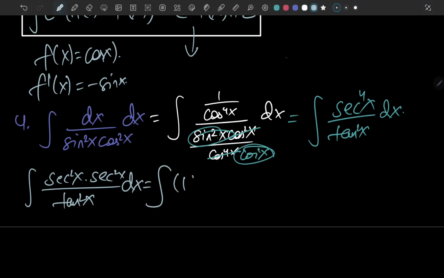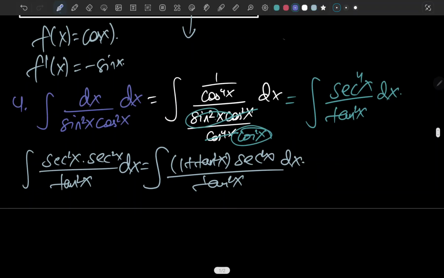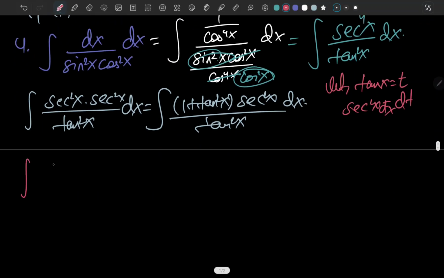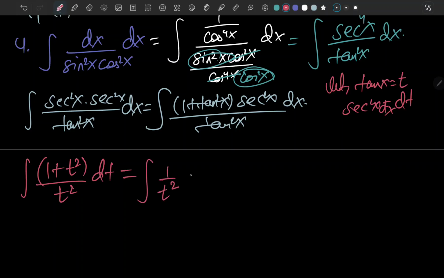And secant square of x can be written as 1 plus tangent square of x, and 1 secant square of x is just left over there, and over tangent square of x. And now I hope you must have noticed something over here. I'm just going to let tangent x equal t. So the derivative of tangent x is just secant square of x dx. So this becomes the integral of (1 plus t squared) over t squared dt. How cool is that? 1 over tangent square plus 1 dt.